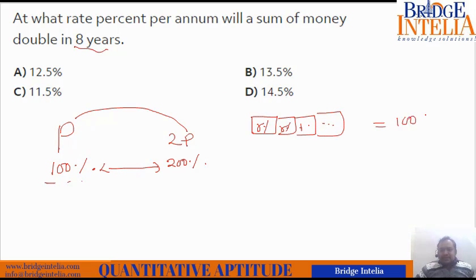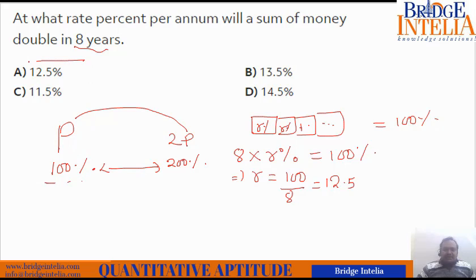got deposited in your bank for 8 continuous years. So you can say that if the rate per year is R%, in 8 years you got this many percentages as interest, and that is equal to 100. So from here R is equal to 100 by 8. So 100 by 8 is what? 12.5%.